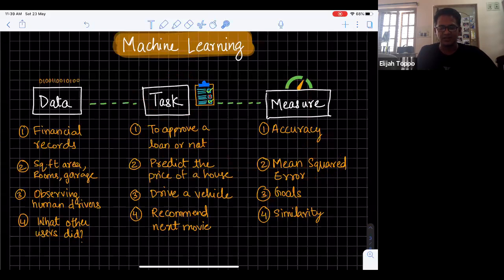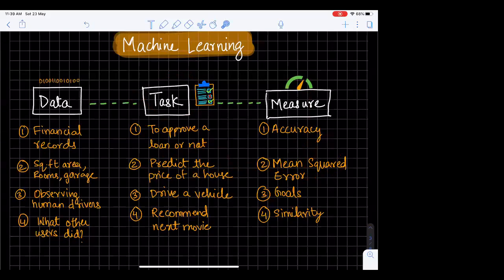Yes, Elijah. So the measure is defined by the previous data, right? Whatever is there. Yes, yes.